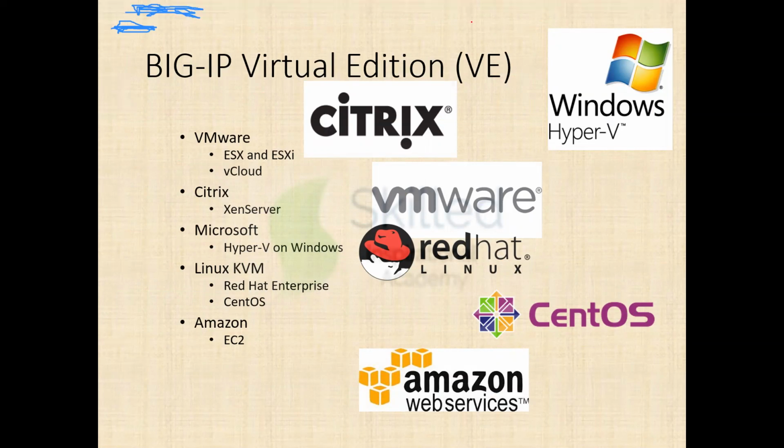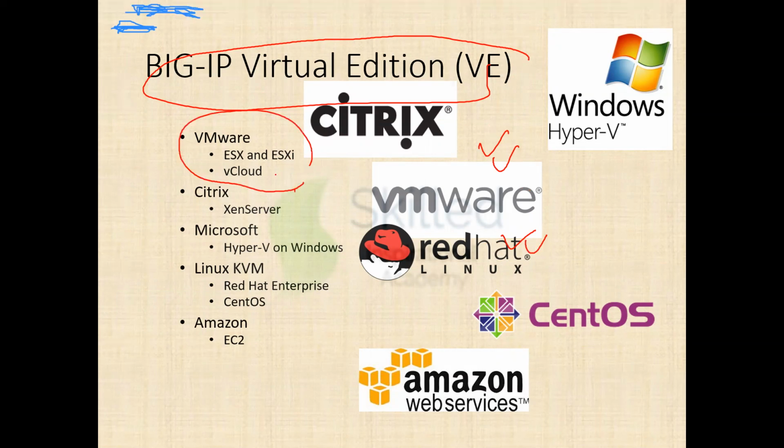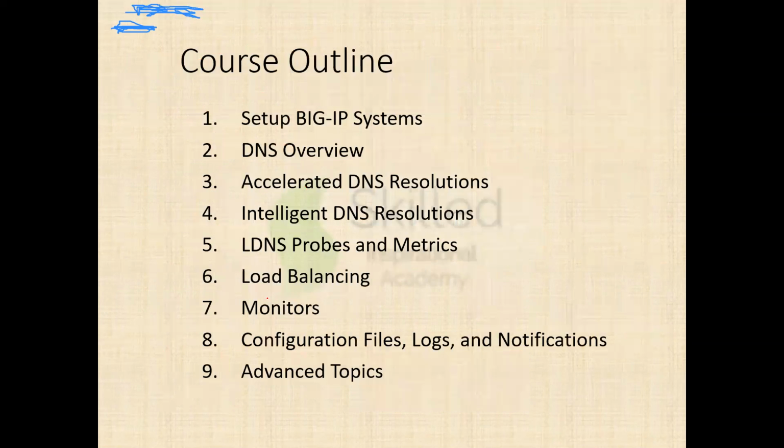As I told you, we have a hardware module and also a virtual edition module. You can use VMware, Red Hat, and Citrix, all of which can be integrated with BIG-IP. You can deploy BIG-IP in your AWS architecture, so you can deploy F5 in the cloud also. This is how it goes.